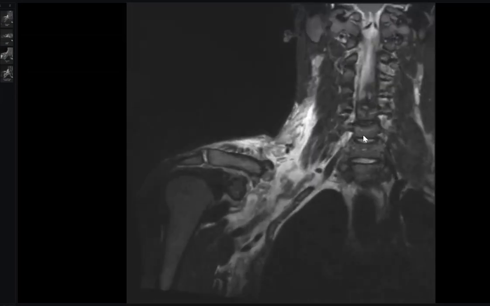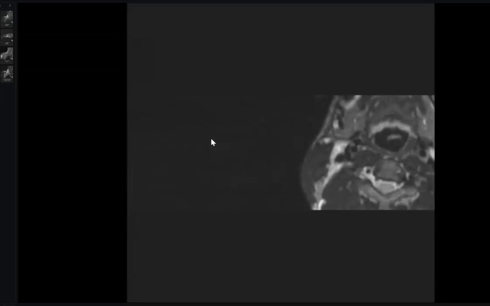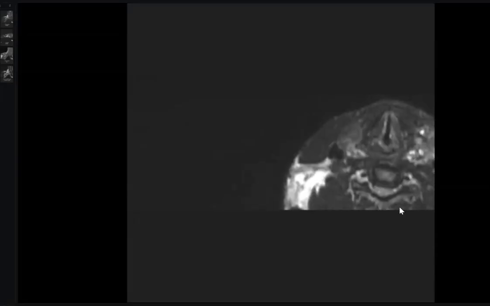Look here. Completely fluid-filled, and see the nerve is retracted here. This is a tortuous nerve because it is retracted from here. In the axial also, look here. You can compare right with left. We need to magnify more.